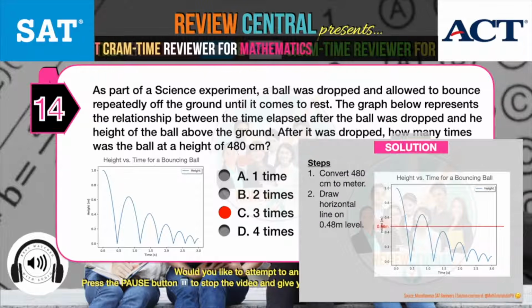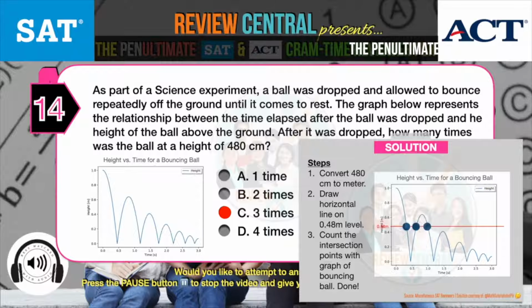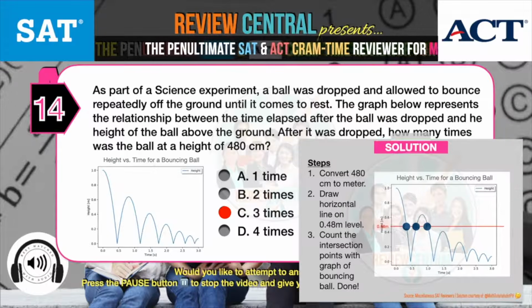On the graph, we can simply draw a horizontal line from our estimated 0.48 meter mark. For our last step, we simply count how many times our 0.48 meter horizontal line intersects with the line representing the bouncing ball. How many times did they intersect? 3 times, right? So the answer is 3.